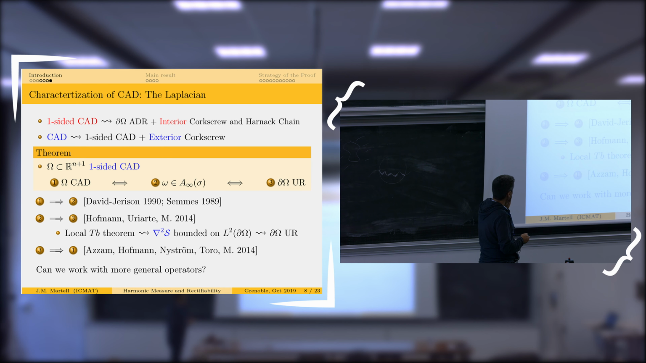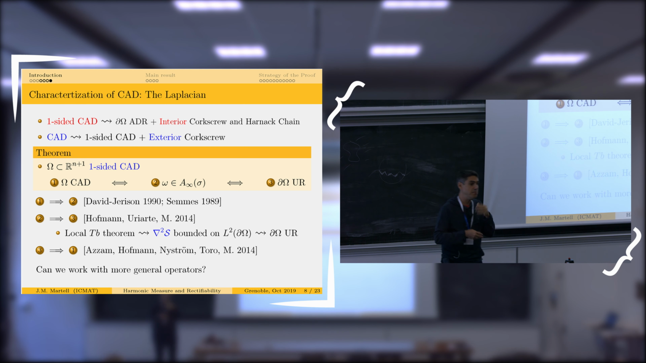All right. Okay. So now let me present the following thing. Remember that I said before, can we remove the exterior corkscrew? The answer is no. Because we have the following thing. Assuming that my domain is one-sided core R, only assuming interior corkscrew and connectivity, the following are equivalent.